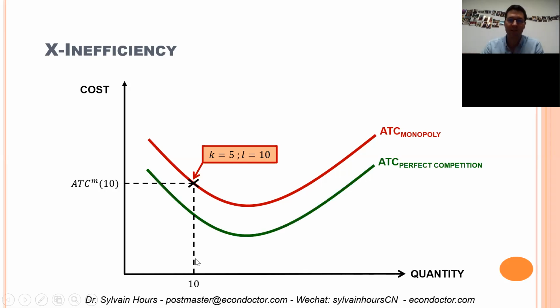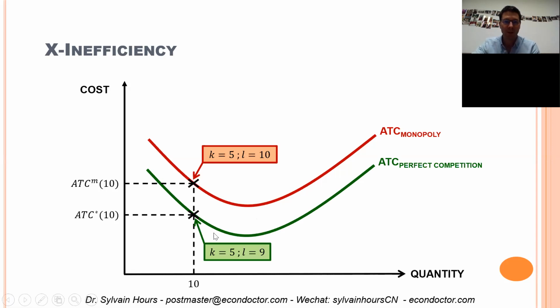So the idea is that the average total cost of a perfectly competitive firm would be lower simply because for each level of output, so I only took one, but you can imagine for each level of output, a perfectly competitive firm will use fewer resources than a monopolist. And if we use fewer resources for given input prices, then the cost of production is going to be lower.